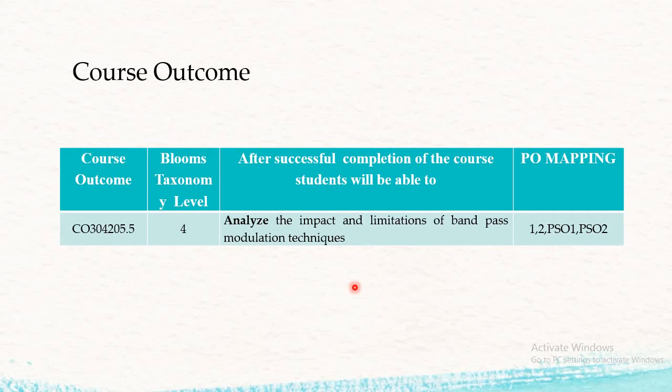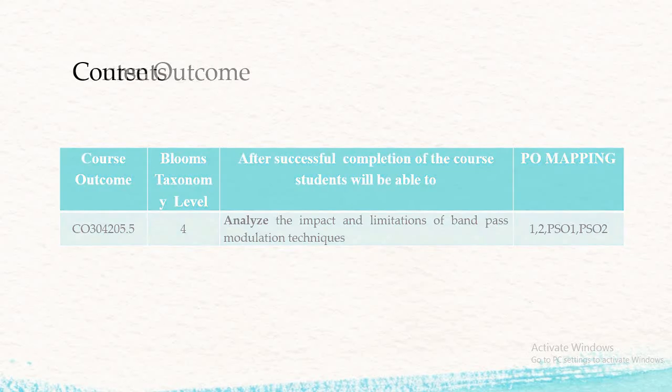Course outcome of unit number 5. Course outcome number 5 is mapped with unit number 5, which states: analyze the impact and limitation of a bandpass modulation technique. The Bloom's taxonomy level for this particular CO is 4, and the POs which are mapped are 1, 2, PSO1 and PSO2.